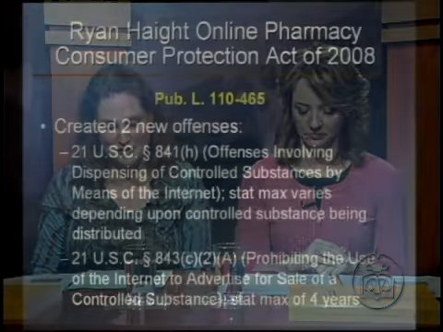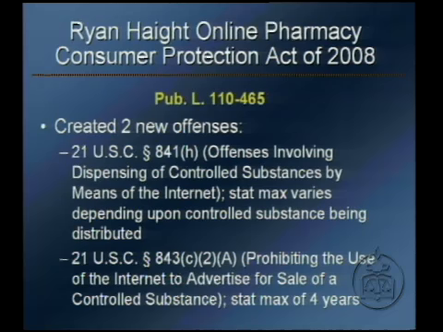Now, the name of the act is the Ryan Haight Online Pharmacy Consumer Protection Act of 2008. And what it did initially, of course, was create two new offenses. At Title 21 of the U.S. Code, Section 841(h), that statute addresses offenses involving dispensing controlled substances by means of the Internet. The statutory maximum terms of imprisonment vary depending upon the type of the controlled substance that was involved in the offense. The applicable guideline for this new offense is 2D1.1.